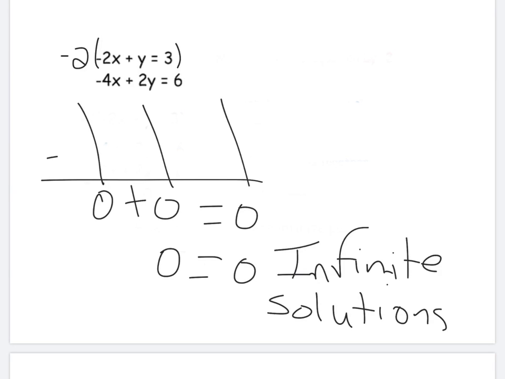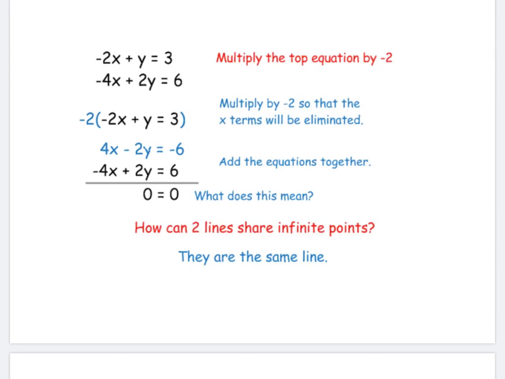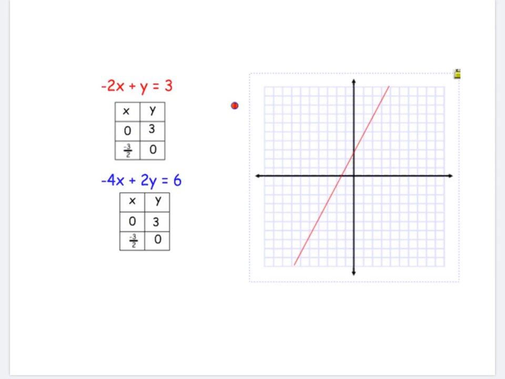So again, remember with a solution being the point where the two equations in a system intersect, infinitely many solutions then means that the lines intersect infinitely many times. So basically what that means is that they are the same line. As this proves, when you graph the equation, both equations produce only one line on the actual grid.